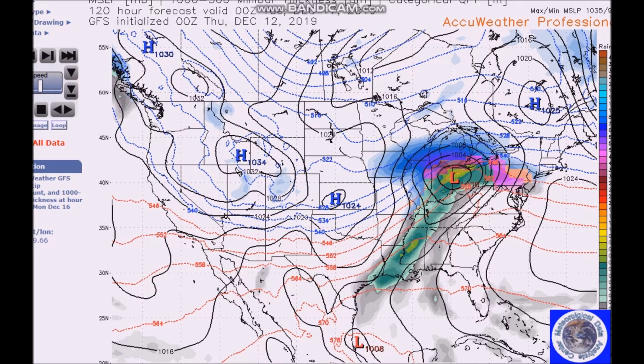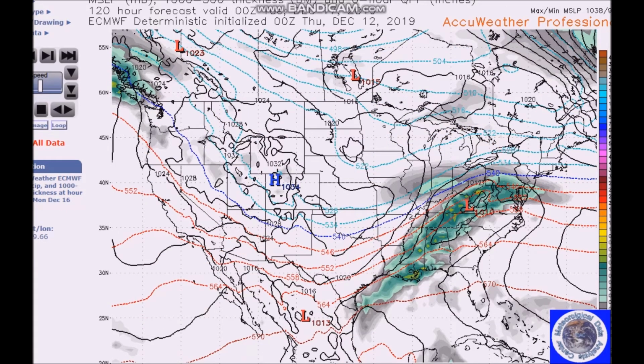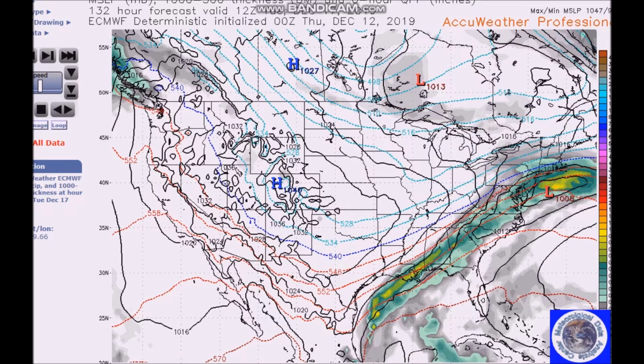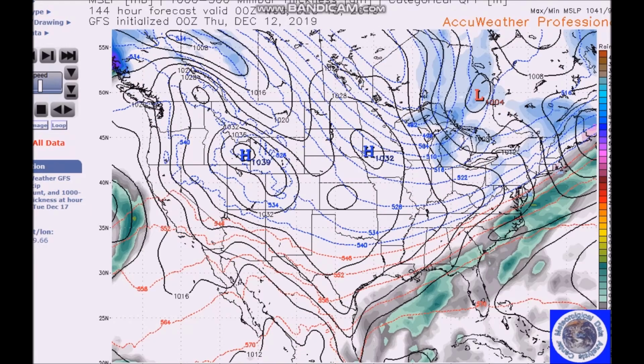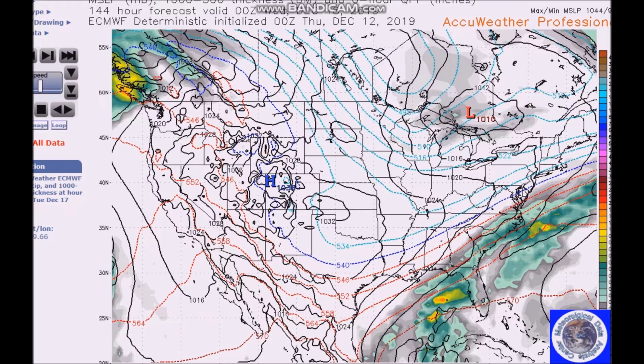Here's the GFS. Here's the European. We'll go to the next page, at 7 a.m. on Tuesday. Here's the European, the low offshore, and the GFS is far to the north. It's over the Northeast. Then we go forward in time, and the system's pretty much over. So at this time, we're expecting snow with this in the interior Northeast and Mid-Atlantic, and this will be highly dependent on the eventual track of the system.